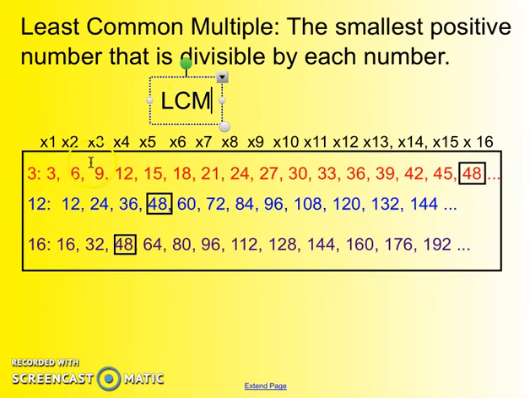And so if you look at these numbers, 3, 12, and 16, if you look at the multiples, notice the first number that they share is 48. And so we refer to that as their least common multiple. And I want you to notice that it's not two of them that share 48, it's all three of them. They all three share the 48.